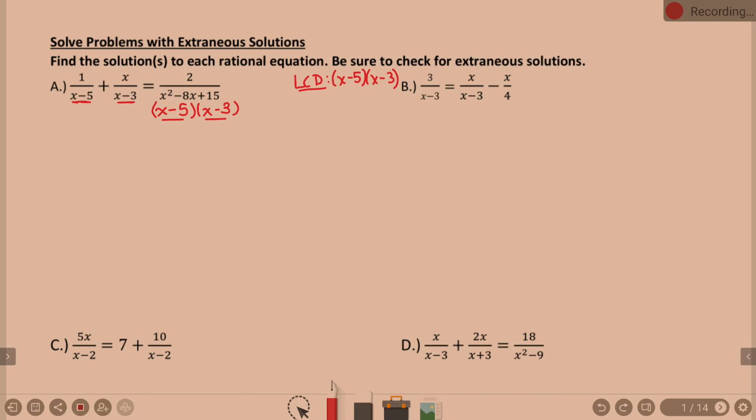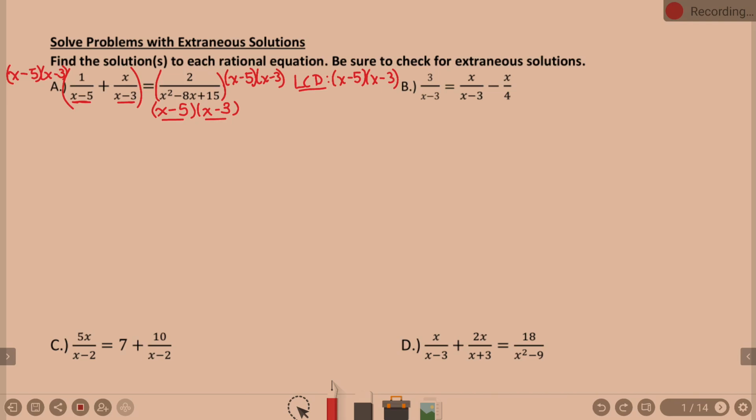Now, our plan is going to be to multiply this entire equation by our least common denominator. Now, one way I can show that is by writing something like this, multiplying by x minus 5 times x minus 3. What you do on one side, we do on the other side. Okay? With that in mind, by all means, you can proceed from here.